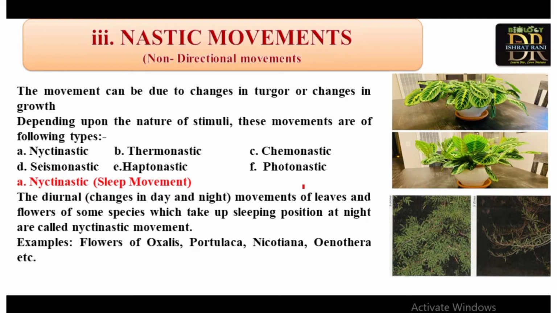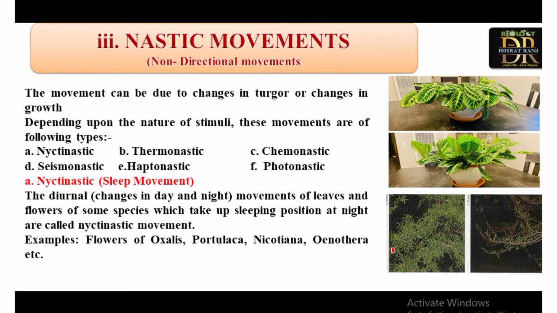The first one we will observe is the nyctinastic. It means sleep movement. You can see different plants which show nyctinastic movement because they show sleeping movement at night. Here again you can see that at night there is a sleeping movement in their leaves. So the diurnal, or day and night, movement of leaves or flowers of some species which take up a sleeping position at night is called nyctinastic.